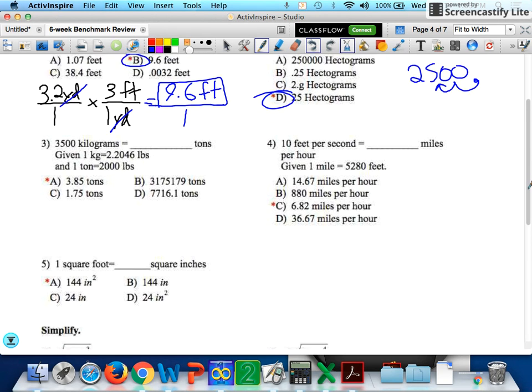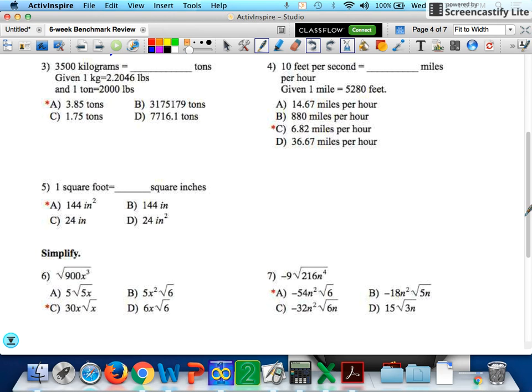Number 3 is a combination of metric conversions as well as English conversions. We start out with kilograms, but we eventually have to go to tons, which is an English conversion. Thankfully, we have given information here, okay? We start out with 3,500 kilograms over 1, and first thing we see is we've got to go from kilograms to pounds. Well, it takes 2.2046 pounds to make 1 kilogram. Kilograms goes on the bottom because I need those to cancel out.